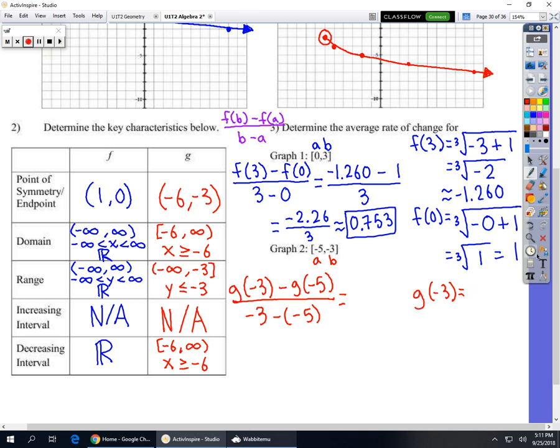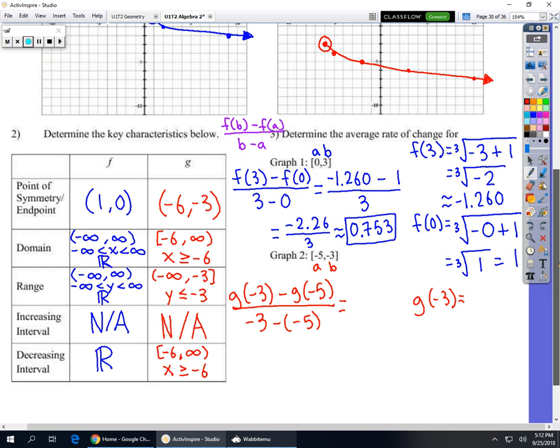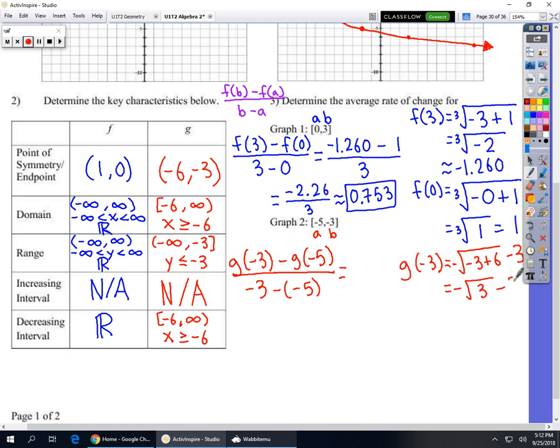So g of negative 3, in fact. What is g? That's negative square root of x plus 6 minus 3. Instead of writing x, you're going to write whatever the value is, where that's negative 3. So that is negative square root, and instead of x, you put negative 3 plus 6, and the minus 3 on the end is outside of that square root. Sorry, so let's do this all together here. Keep that negative, because it's still on the outside. Negative 3 plus 6 is positive 3 minus 3.